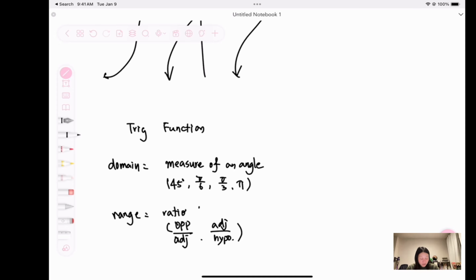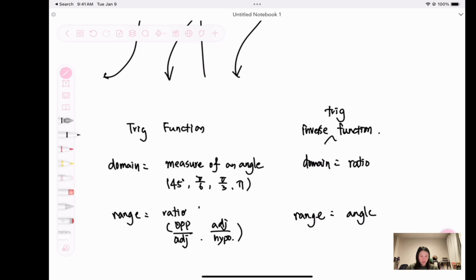But for the inverse trig function, the domain becomes the ratio of those sides, and the range will be the measure of the angle. So that's it for today's video. Let me know if you have other questions.